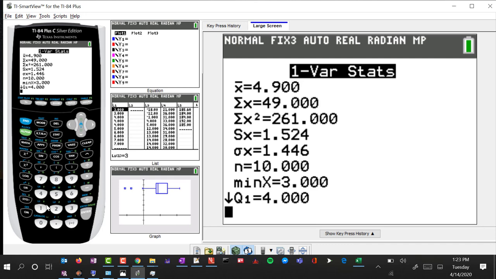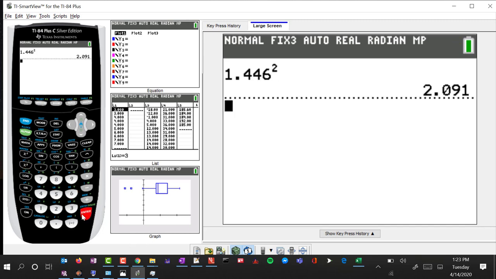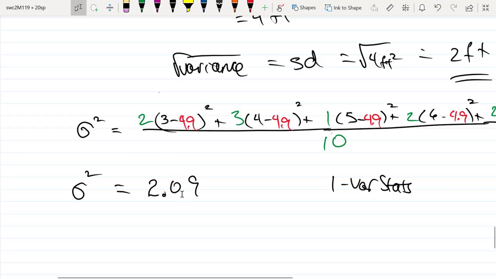Let's square the 1.446. 1.446 squared is going to give us our 2.09. And that's what we have. So this method works. It's consistent, at least with the calculator's method, for determining what the standard deviation is. The standard deviation is, in fact, the square root of that, which is 1.446.